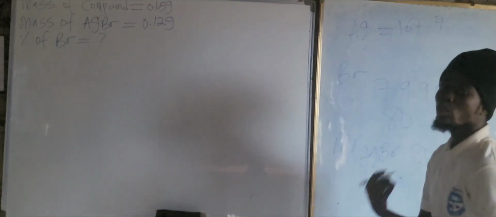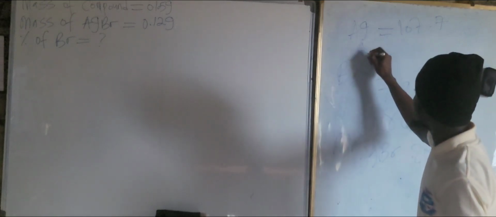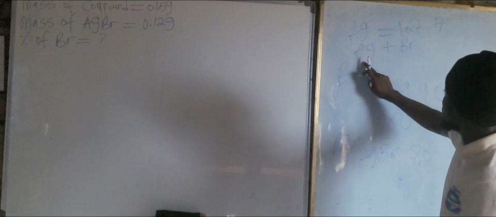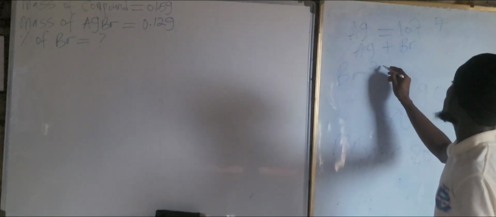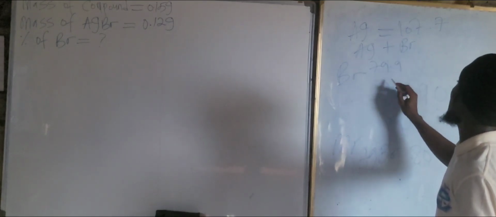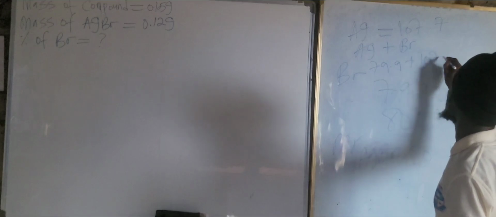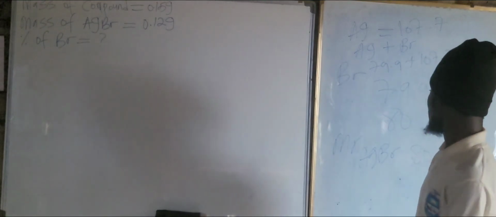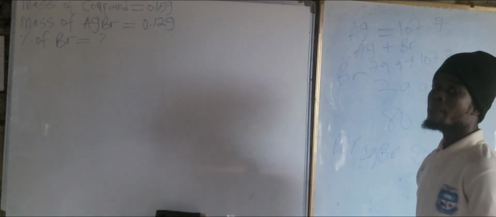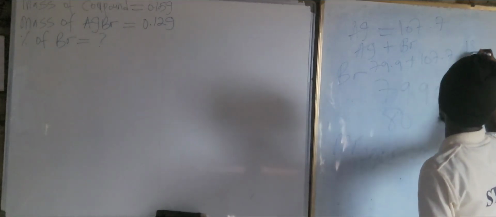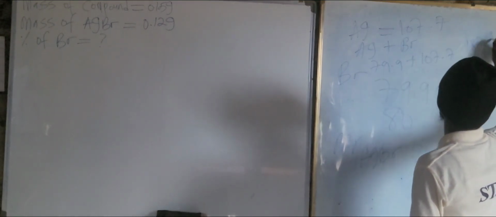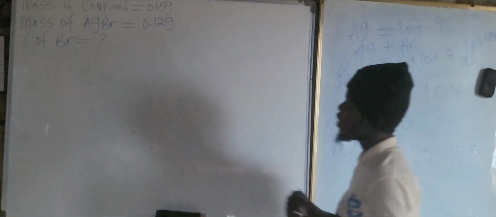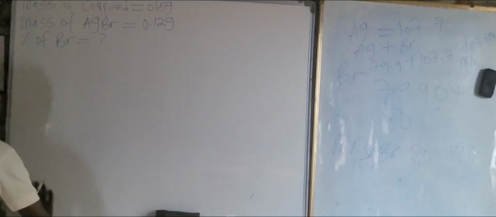Okay? Now, we must have a total. And what is that? Silver plus bromine, right? Now, what is the atomic mass for bromine here? 79.9, right? Yes, sir. Plus 107.7. And when you add everything here, what do you have? Should be 187.694. So therefore this is 188. Are we okay now? Good. So therefore everything there is 188.